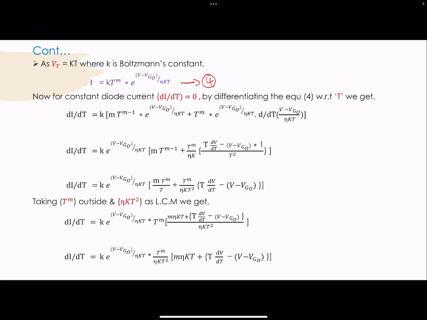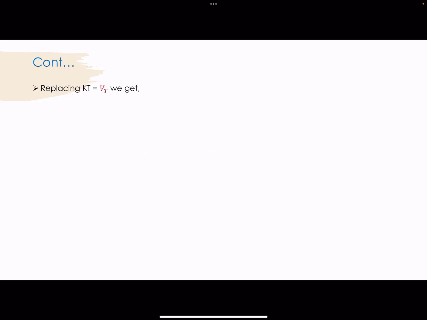So dI by dT is equal to K into e to the power of V minus Vg0 by eta kT into T to the power of m by eta kT square into m eta kT plus T into dV by dT minus V minus Vg0. Now by replacing kT is equal to Vt, we get dI by dT is equal to K into e to the power of V minus Vg0 by eta Vt into T to the power of m minus 1 by eta Vt into m eta Vt plus T into dV by dT minus V minus Vg0. Let it be equation 5.